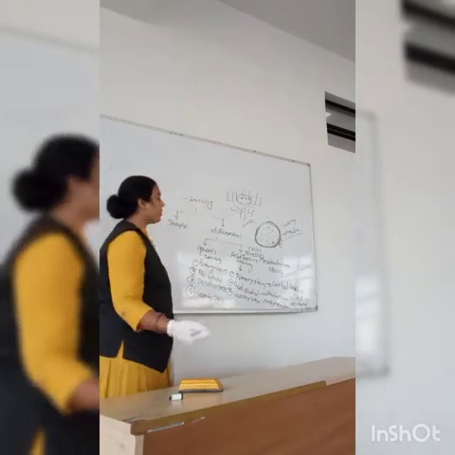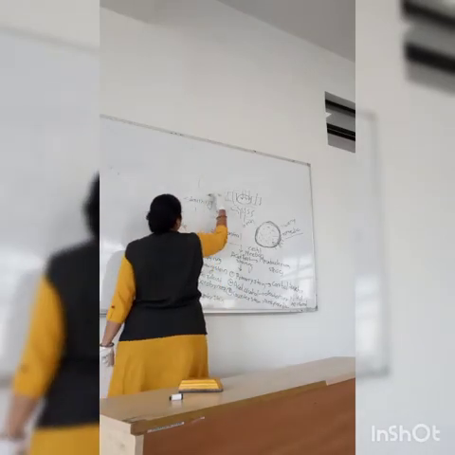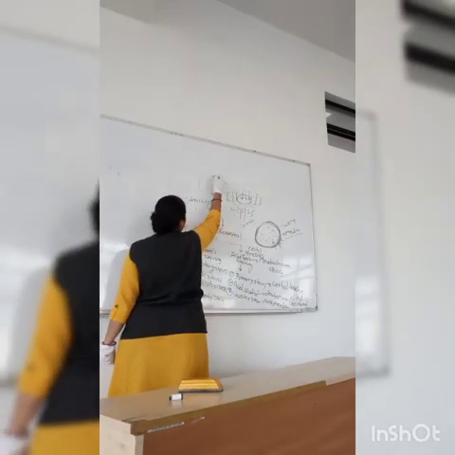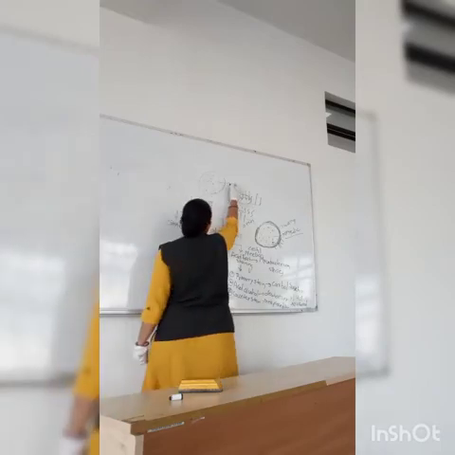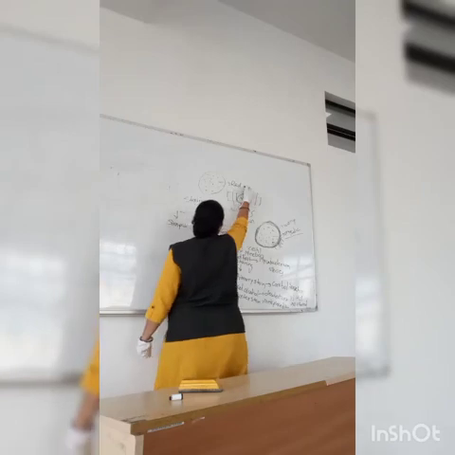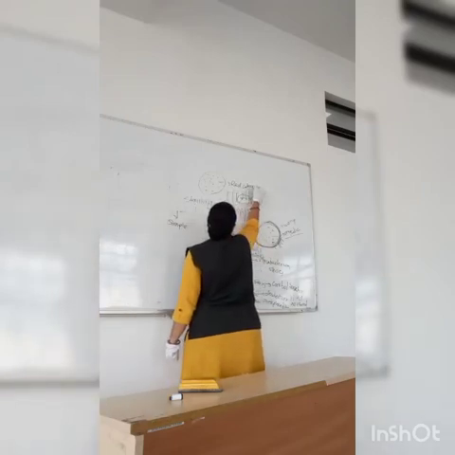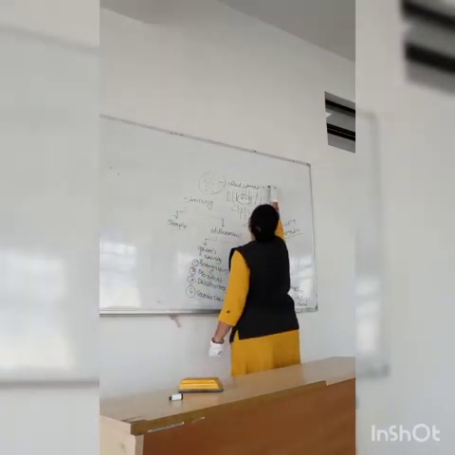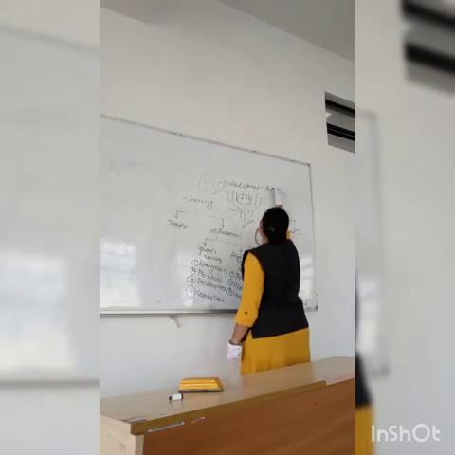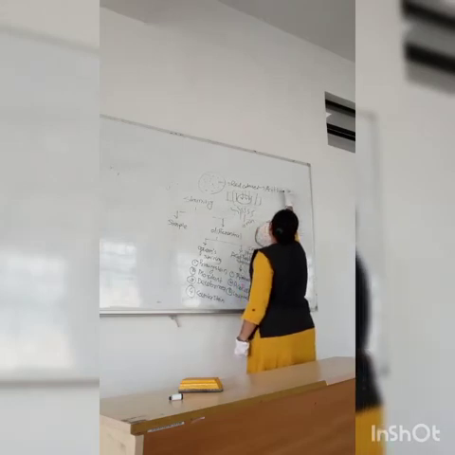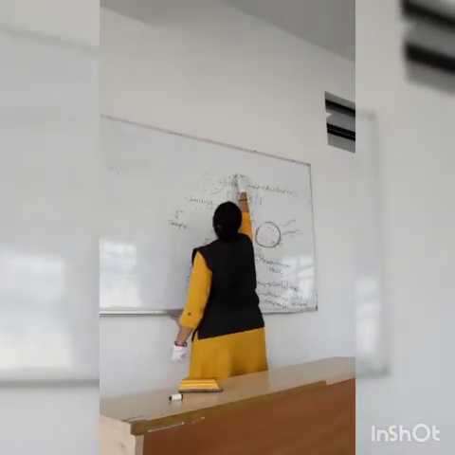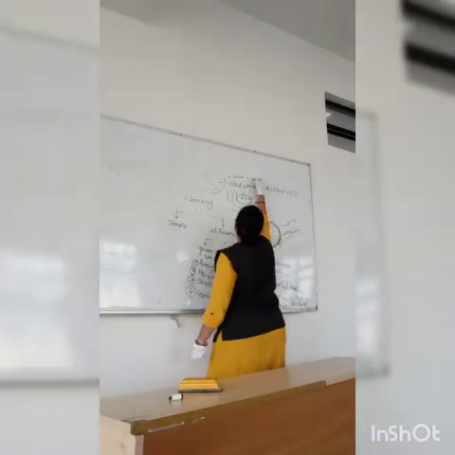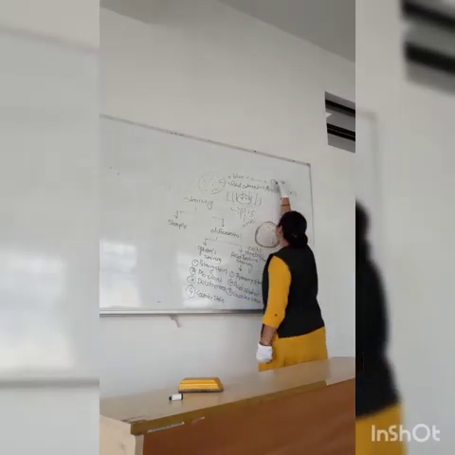So what do you observe there? You observe that some cells are red in color and some are blue in color. The red cells are the acid fast cells, and the blue cells are the non-acid fast cells.